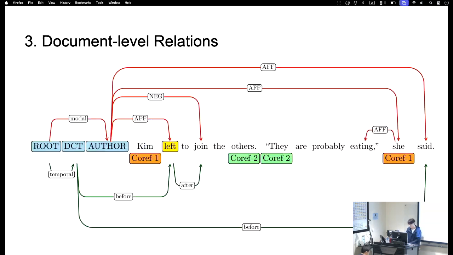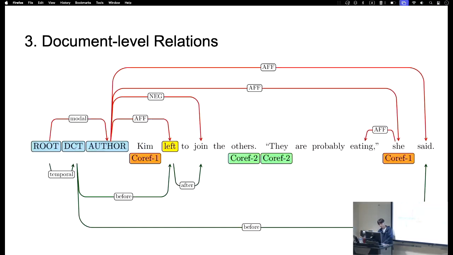And document level relations are, again, there are 3 types. One is, let me start with the coreference. Below these tokens, you can see the coreference clusters.